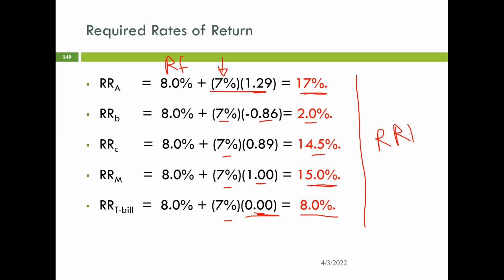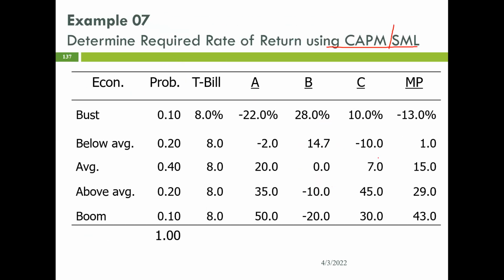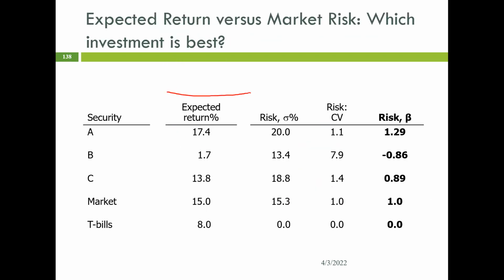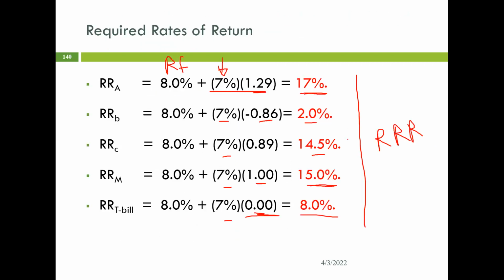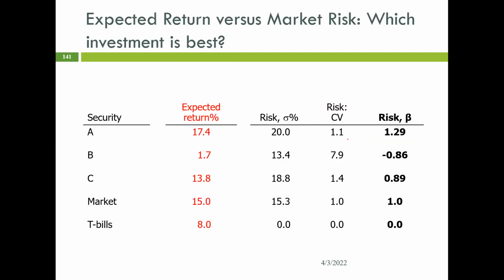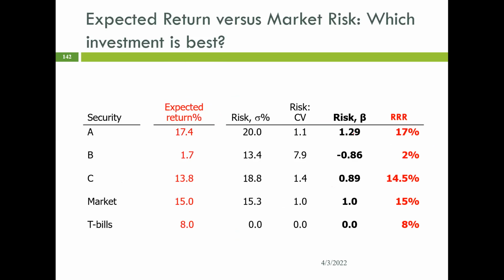Now earlier you calculated the expected return of these securities based on the probability distribution. Now you can compare these expected returns with this required rate of return to identify whether a particular security is undervalued or overvalued or fairly priced. Now you can compare: this is the expected return, this is the required rate of return.